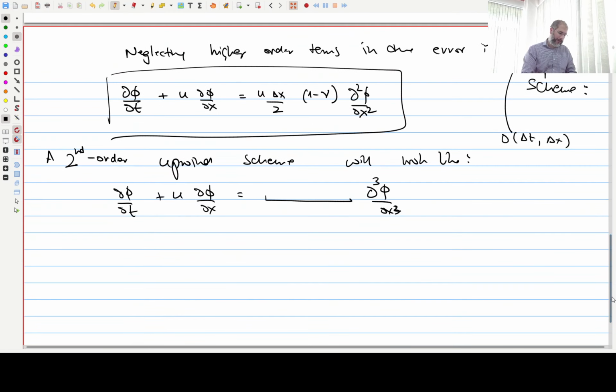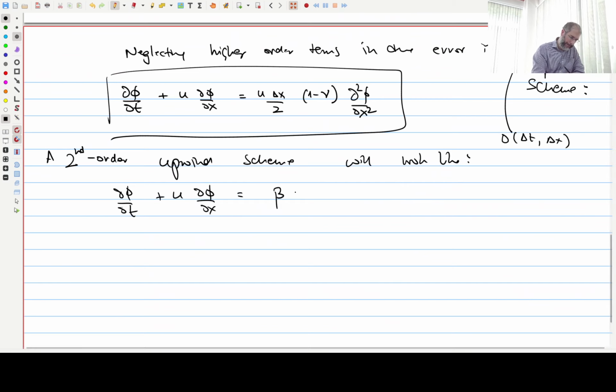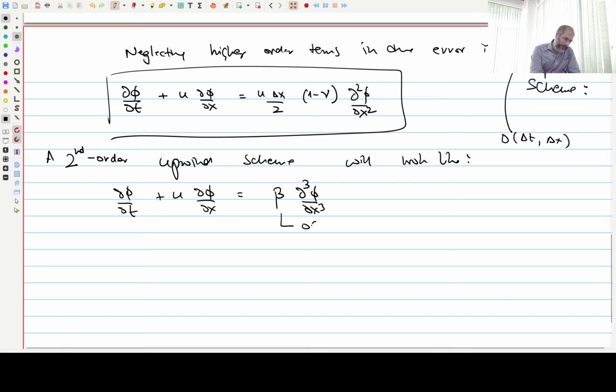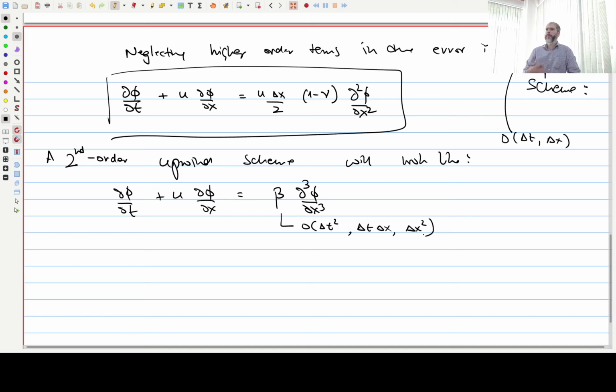then we'll generate a scheme which will have a behavior which looks like this. So there will be some coefficient here. Let's call that coefficient beta. Now this is again the leading error term. We'll have more terms, but they'll be of smaller error. So this beta will contain terms which will have order delta t squared, delta t delta x, and delta x squared. So this scheme will be second order accurate. Now there are different ways to generate the second order scheme, but this is how typically a scheme would look like.